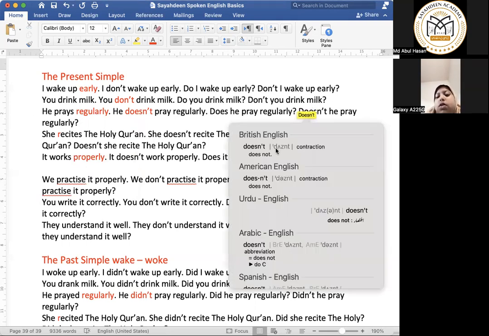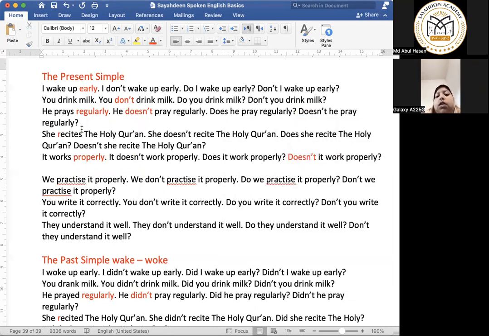And this is "doesn't". This D has the stress. Doesn't. It's not "doesn't", it's "doesn't". Doesn't he? Okay, so doesn't he pray regularly? She recites. It's not "a recite". This R is heavy. So she recites. She recites the Holy Quran, not "Quran", not "holy". The Holy Quran. She recites the Holy Quran. She doesn't recite the Holy Quran. Does she recite the Holy Quran? Doesn't she recite the Holy Quran?